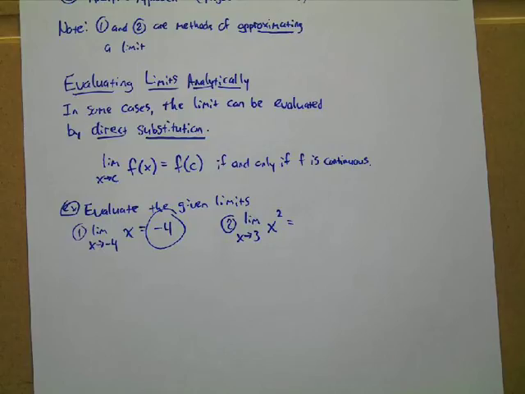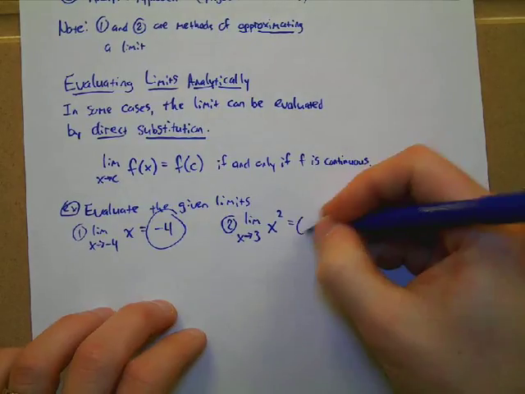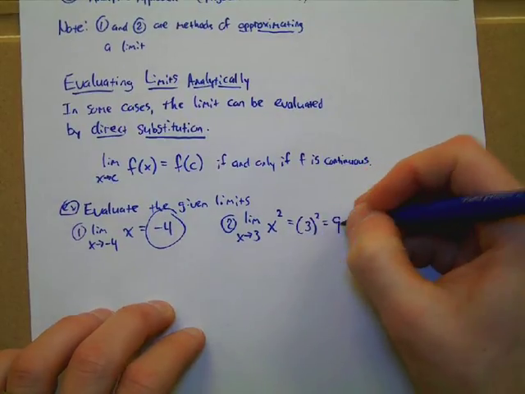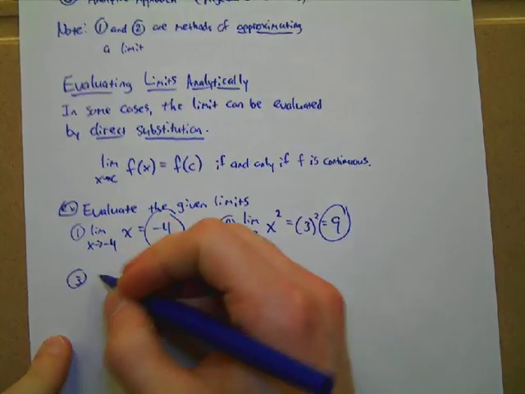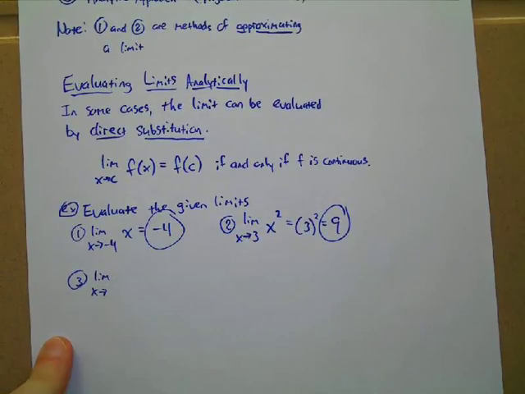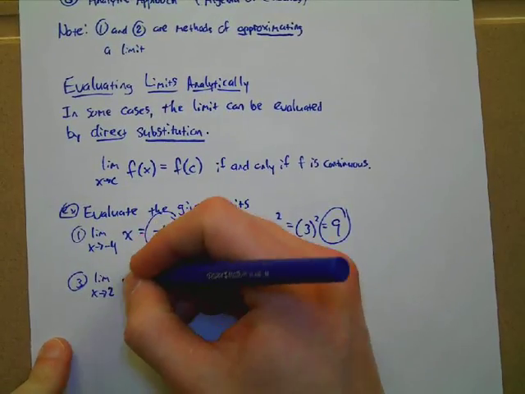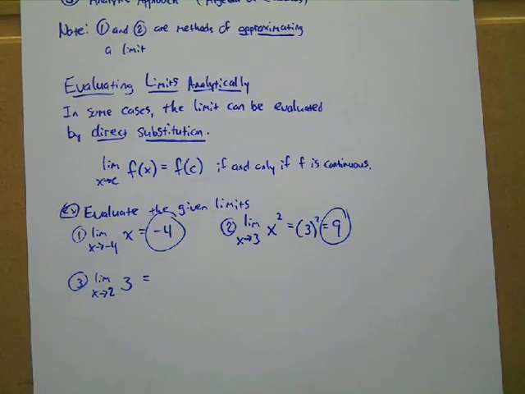All right, so that's that in a basic sense. Let's try another one. The limit as x approaches 2 of the function f of x equals 3. Is the function f of x equals 3 a continuous function? What does it look like? It's a horizontal line. So is that continuous? Yeah. So what's the limit here? 3. It's just 3.